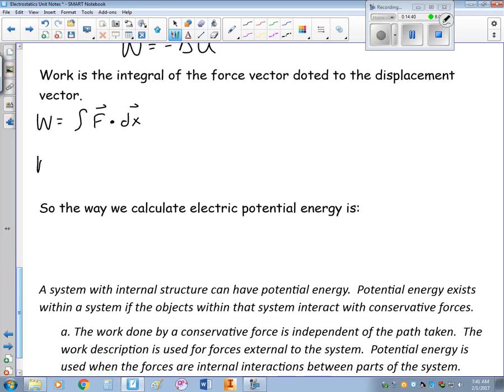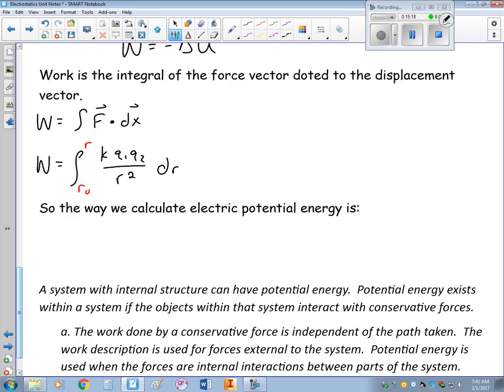So the integral here, for the force vector, it's k q1 q2 over r squared, and it would be dr. Now I'm going to say the force is always parallel to my r vector, my displacement vector, so I can get rid of the dot product that way. And I want to evaluate this from some initial position to some final position.